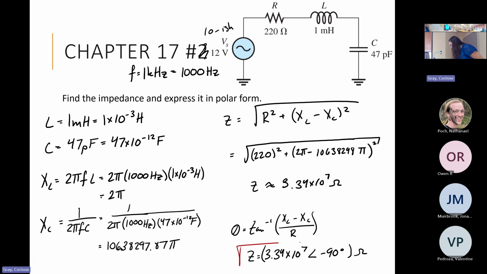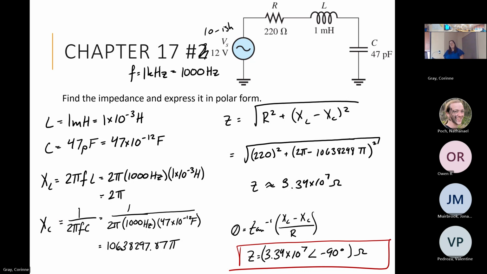So because of the frequency we have chosen, is this inductive or capacitive? It is capacitive. How do we know? Last I checked, 2 is less than this number.